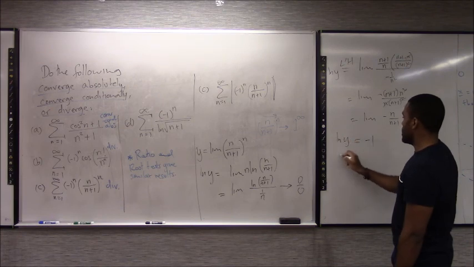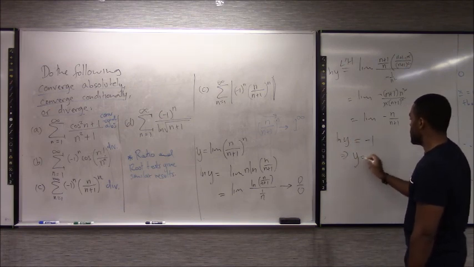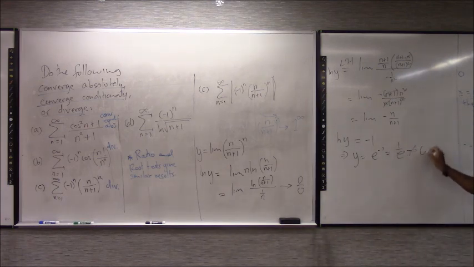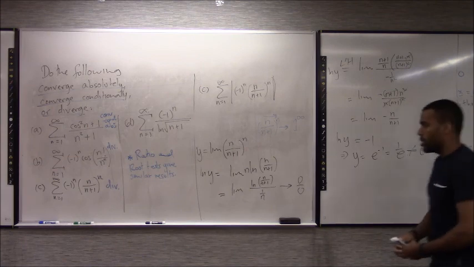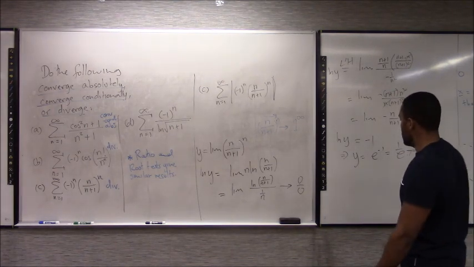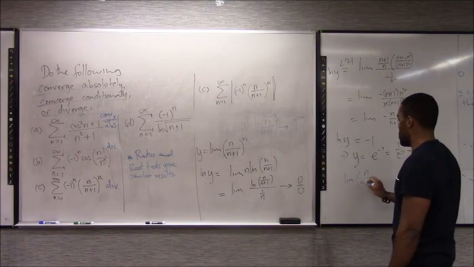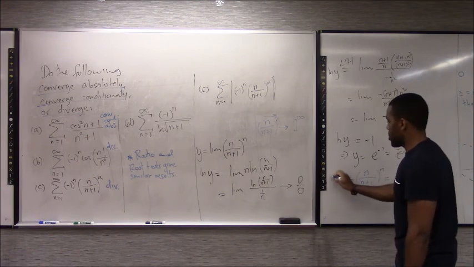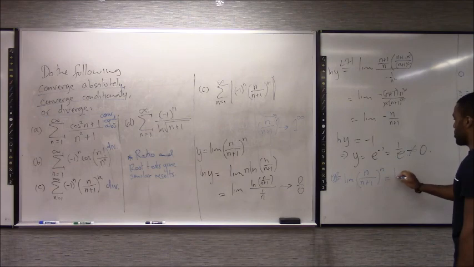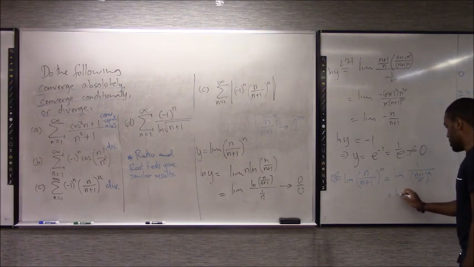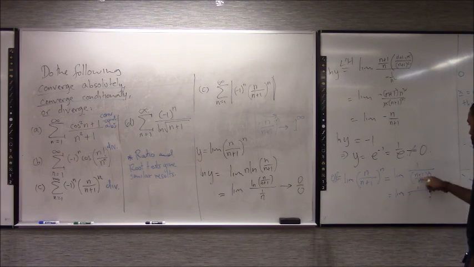So ln of y is equal to that, which means that y is equal to e to the minus 1. That actually goes to 1 over e. In particular, not 0. That diverges. Here's another thing you could do. Notice that if I look at the limit of n over n plus 1 to the n, I could have written this as 1 over n plus 1 over n to the n. Why would I do that? Well, if I simplify the inside, that's going to be 1 over 1 plus 1 over n to the n.